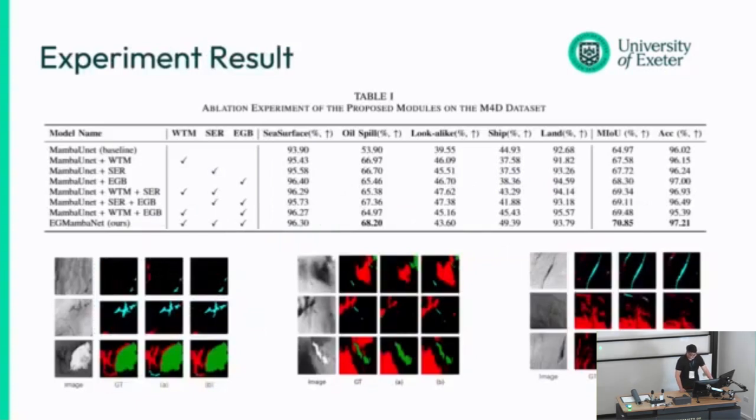The ablation study confirms that each module contributes significantly. The wavelet Mamba encoder helps capture the global structure. The edge-guided block sharpens boundaries, and the decoder improves detection of small targets and fine features.